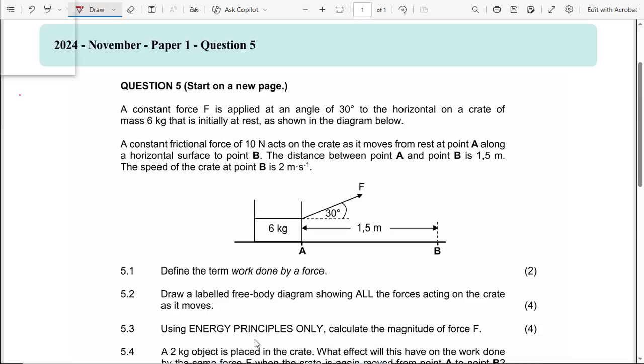Okay, grade 12. I want us to look at this one, the 2024 November paper one, question 5 of your past paper, physics.